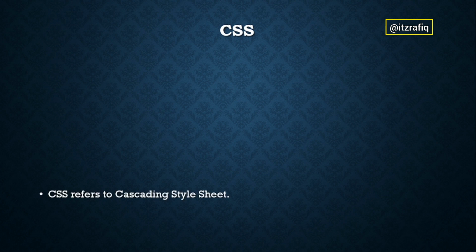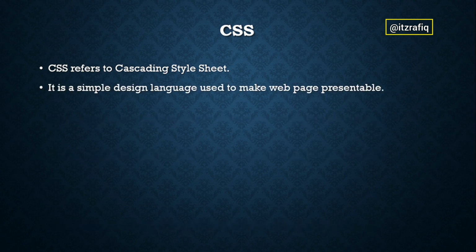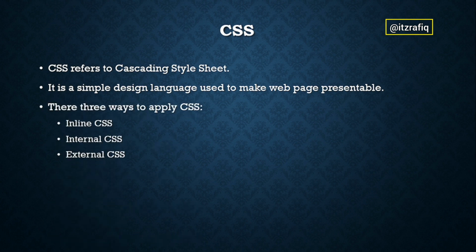Now CSS, it stands for Cascading Style Sheet. It's a simple designing language to make the web page more presentable. There are three types of CSS. Inline, here we can provide the rules for the CSS line-wise or tag-wise, which means for each tag we can set different styles.